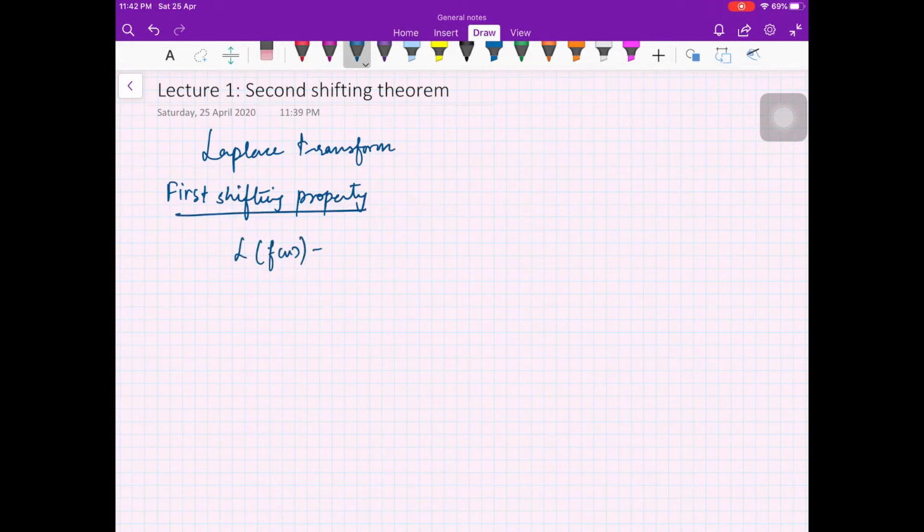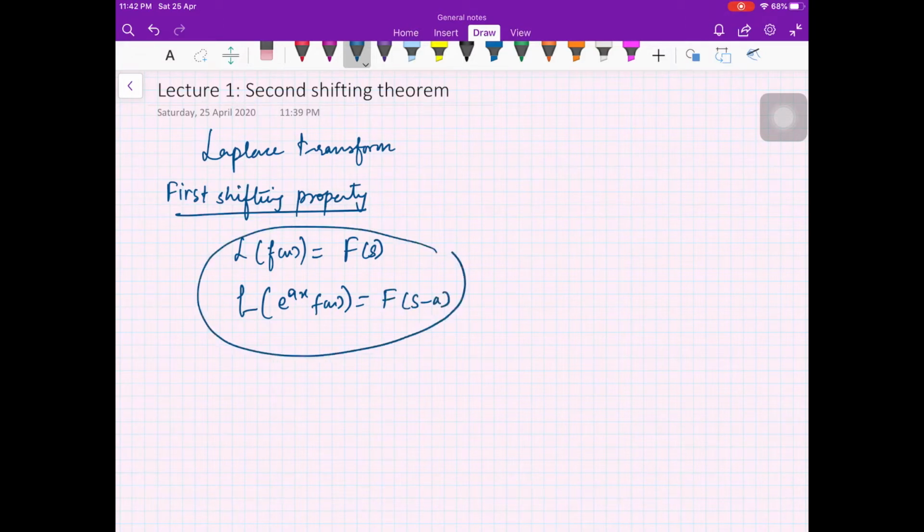First shifting property was that if you have L of f of x is say capital F of s, then if you multiply on left hand side with e raised to power ax, then on the right hand side s will be replaced by s minus a. This we have already done, right? Okay. Now I'll also tell you what else we have done.